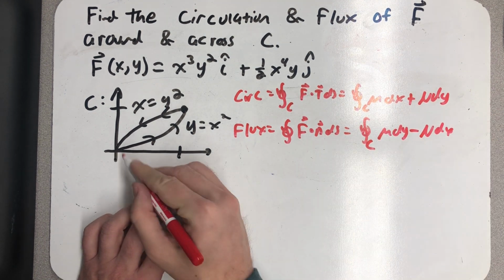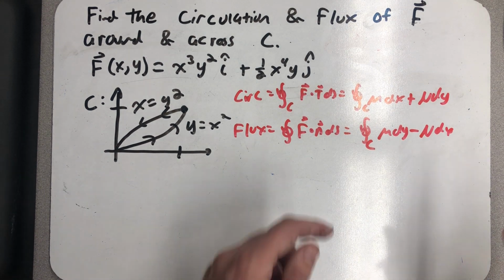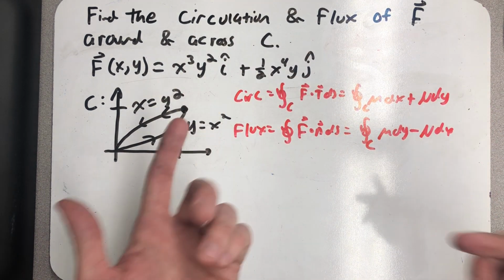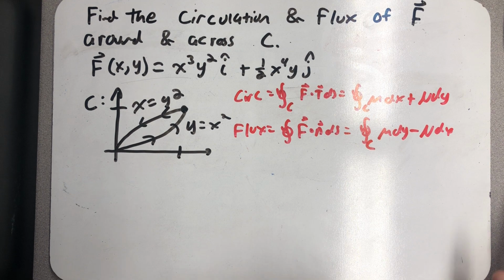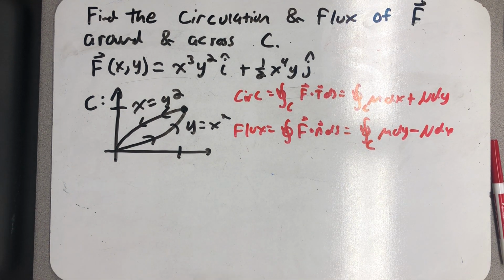And looking at this, I have a piecewise defined path. I'd have to use additivity on both line integrals. I'd have to calculate 4 different integrals. The other way I could think about it is using Green's theorem.